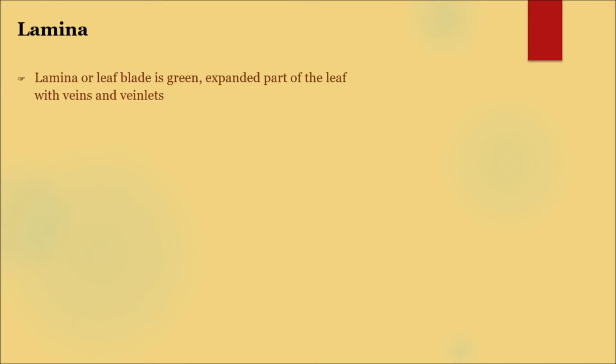So coming to lamina. Lamina is also called as leaf blade, which is green in color, and the expanded part of the leaf which consists of veins and veinlets is called lamina. There is a middle prominent vein in the lamina which is known as the midrib.